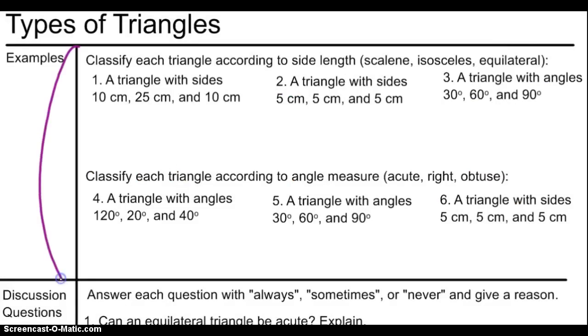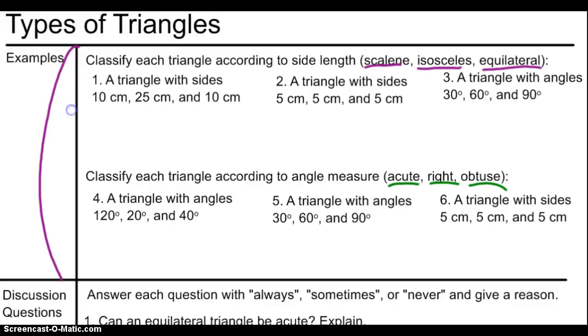Flip to the other side of your notes where it says types of triangles. We're going to do these 6 examples right here. Pause the video and try to classify the first 3 as either scalene, isosceles, or equilateral. Then try to classify the next 3 as either acute, right, or obtuse. Pause the video now. Alright, so let's take a look.